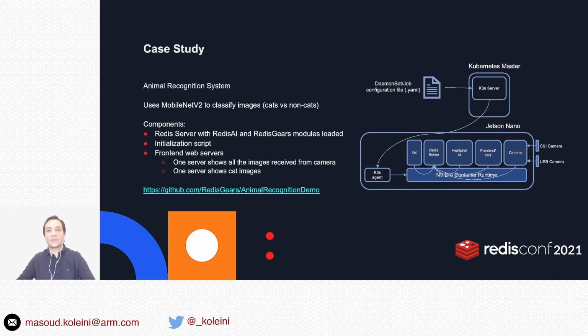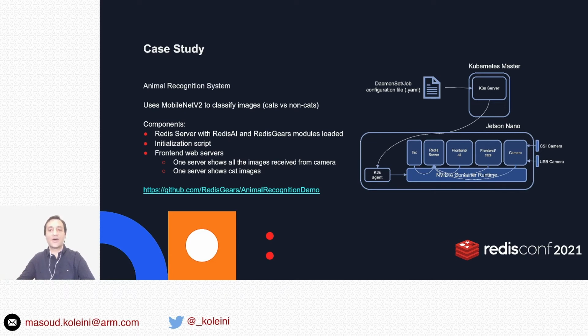The system has multiple components: a Redis server with RedisAI and Redis Gears modules loaded, and an initialization script that loads the model into RedisAI, then initializes 2 streams of images. One stream for the images that are received from the camera, and another stream for the images that are detected as cat images. There are 2 front-end HTTP servers. One server reads from the stream with all the images and shows them to the user. The other reads from the stream with cat images.